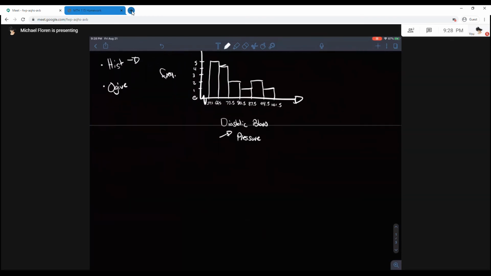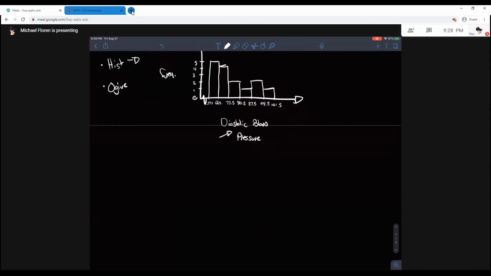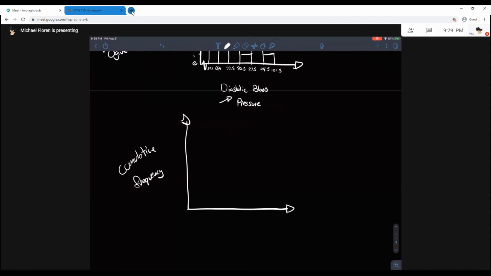All right, so for the next one, let's do an ogive. For an ogive, recall the definition of an ogive is just the cumulative frequency polygon. So that's all our ogive is. So I'm going to keep the label diastolic blood pressure.